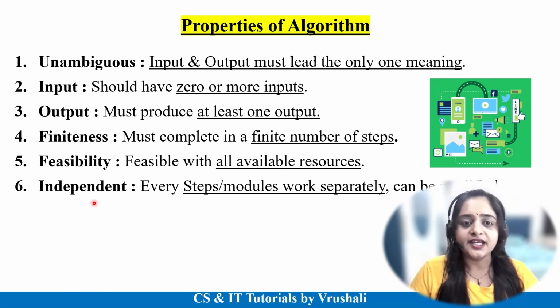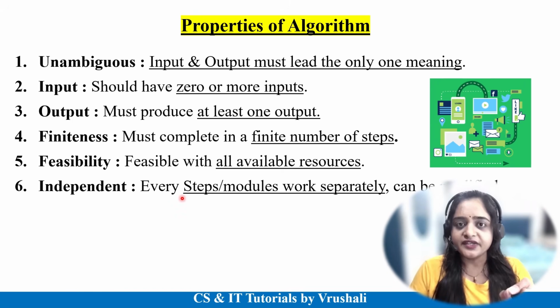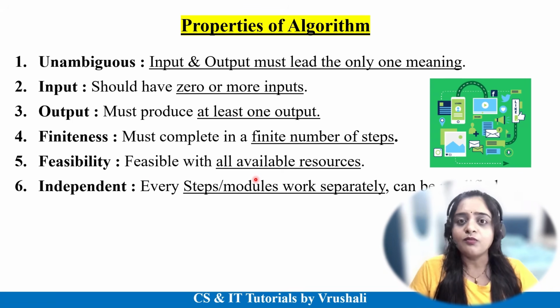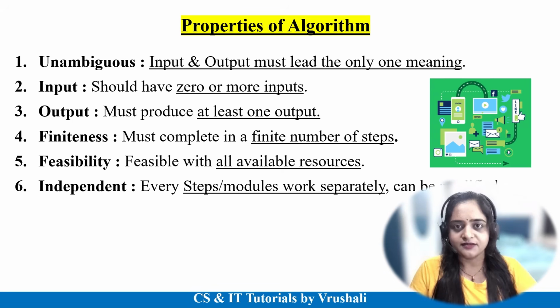And next is independence, which means every step, every module or every instruction in your algorithm works separately, or you can modify it at any time. So these six are the most important properties of an algorithm. From an exam point of view, this is one of the most important questions.